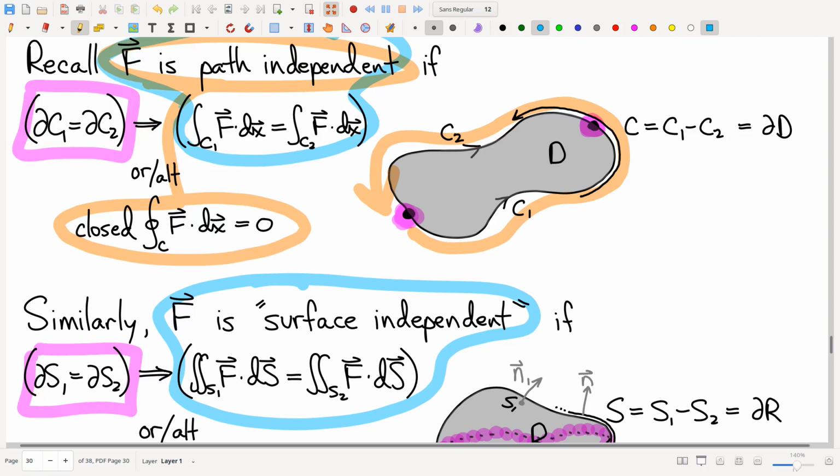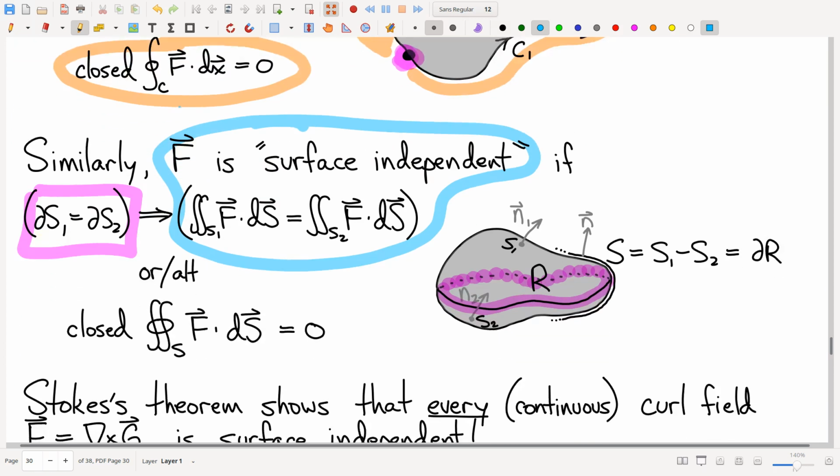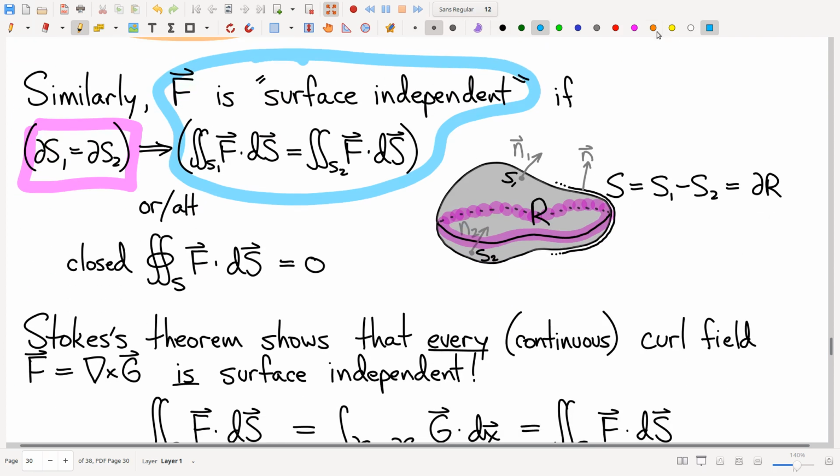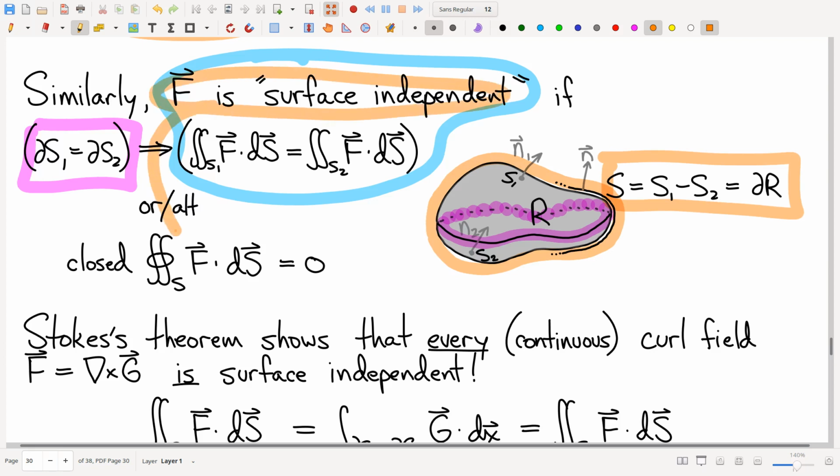Pick a boundary, settle the boundary, then pick any curve you like up here, or pick any surface you like down here. You get the same value for the line integral up here, and the same value for the surface integral down here. So really, really analogous idea, and likewise it can also be reformulated in terms of the surface that you get by combining one with the other in an analogous way. An alternative formulation of surface independence is that closed fluxes, boundary fluxes, are all zero.